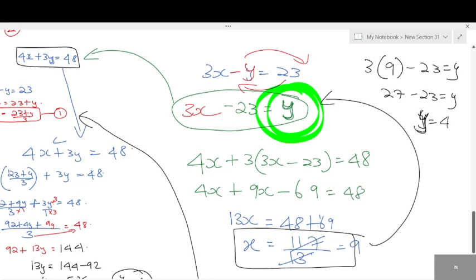Okay, so you can choose any variable. You can choose x or y. Substitute in the second equation. Any doubts in this? Do you all have any doubts?